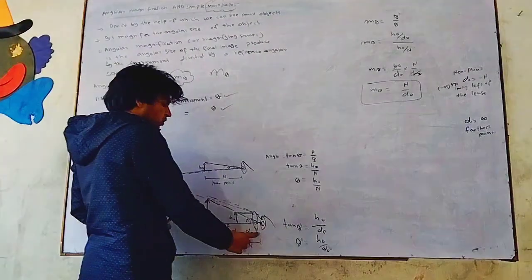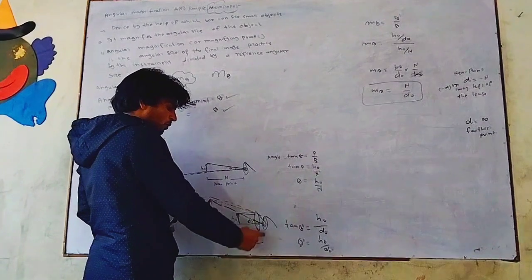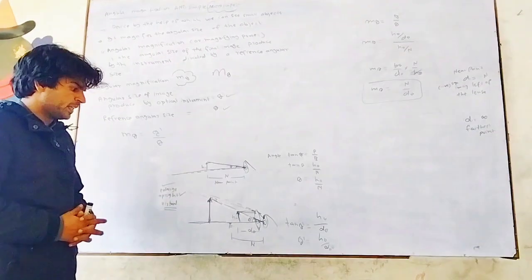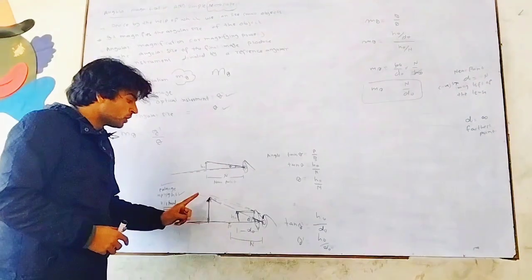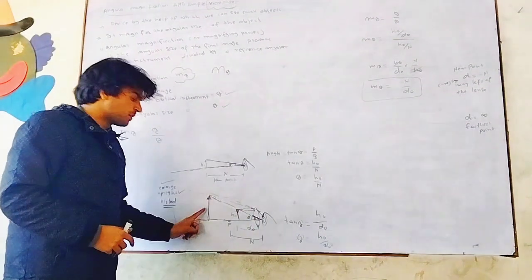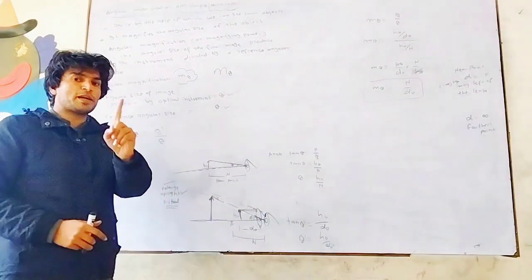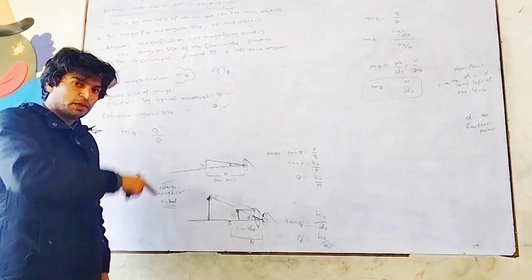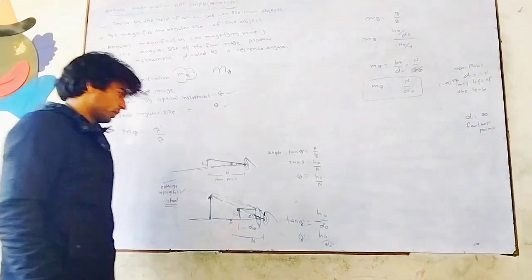The object is placed at the near point, the nearest point for this image. For that image, on the left side, the sign convention gives the position as a negative value.